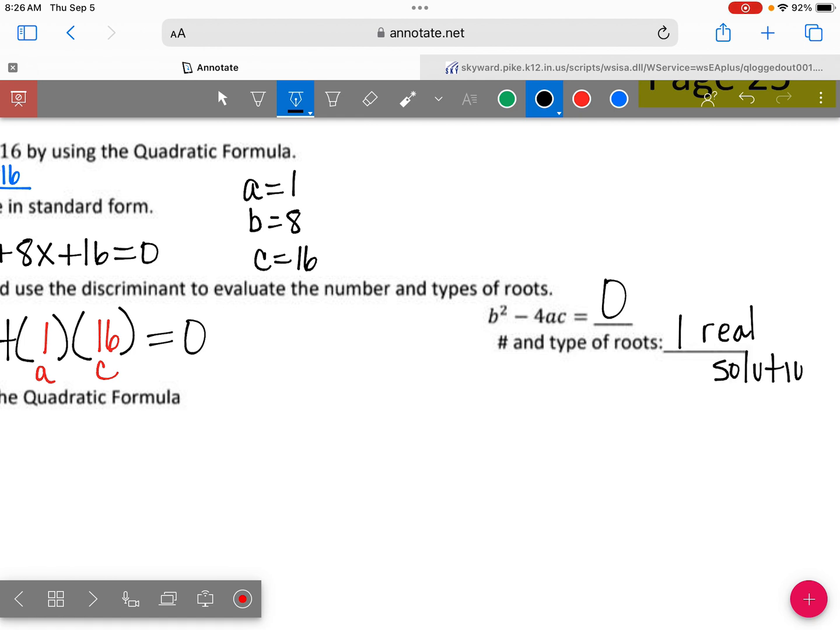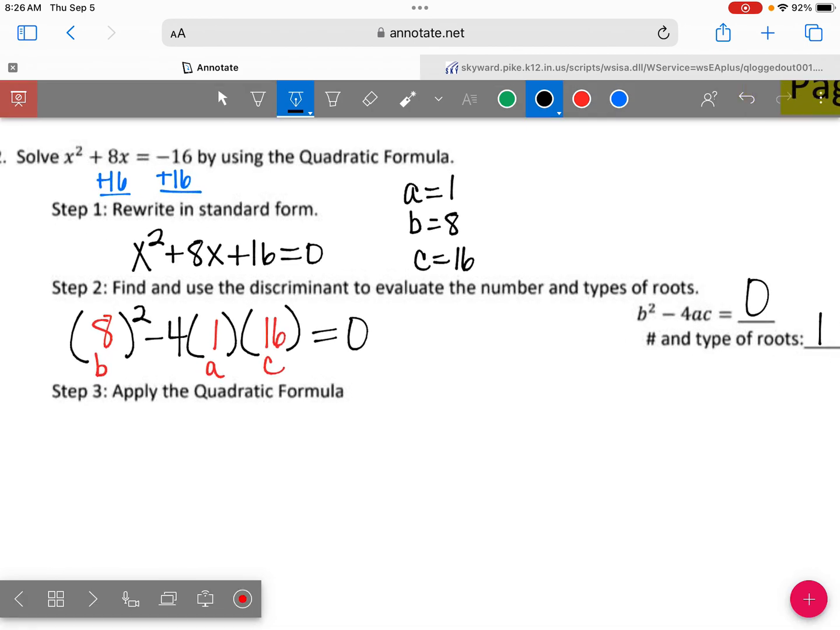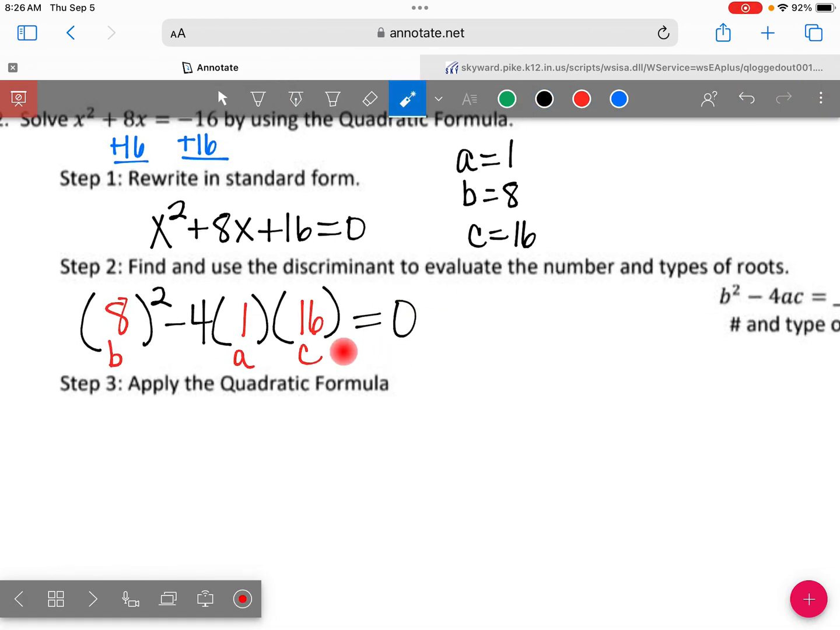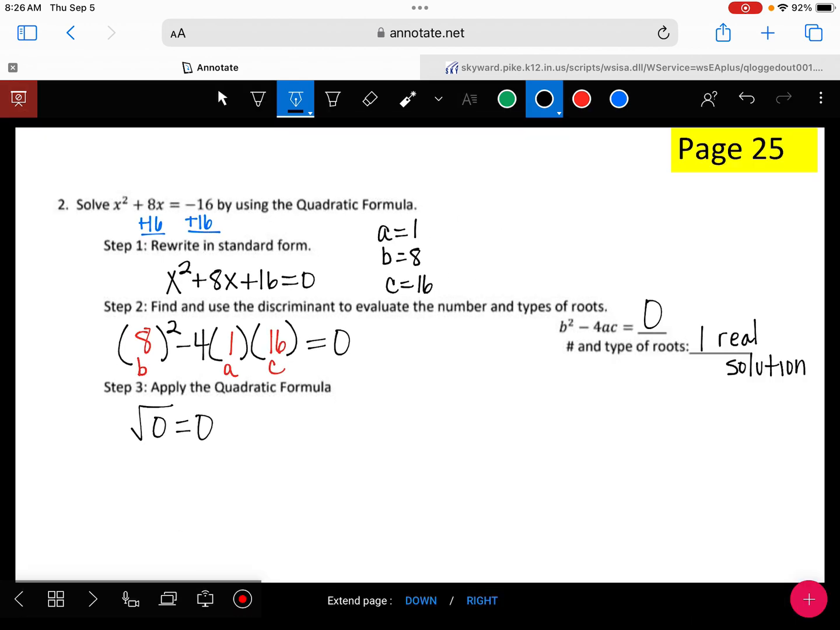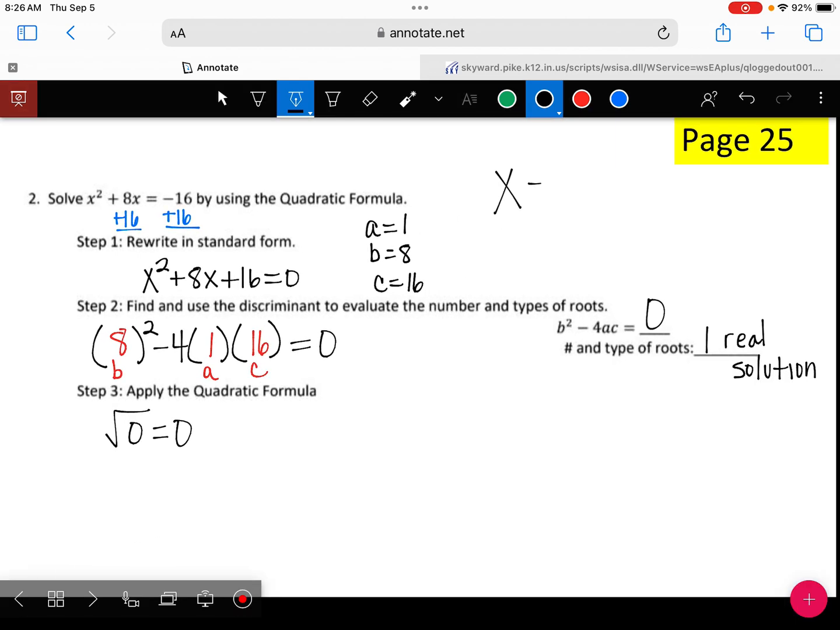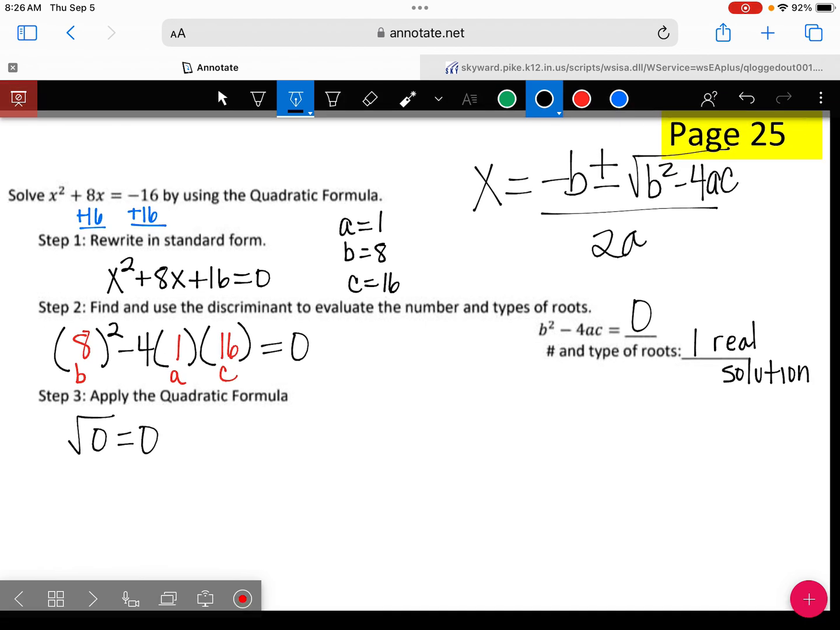And let's talk about why it's only one. So whatever you get for this part, remember you have to take the square root of that number. The square root of 0 is 0. So when we do the quadratic formula, and I'm going to go ahead and write this, opposite of B plus or minus the square root of B squared minus 4AC. Okay, when I do this, we're only putting in this number here and this number here.